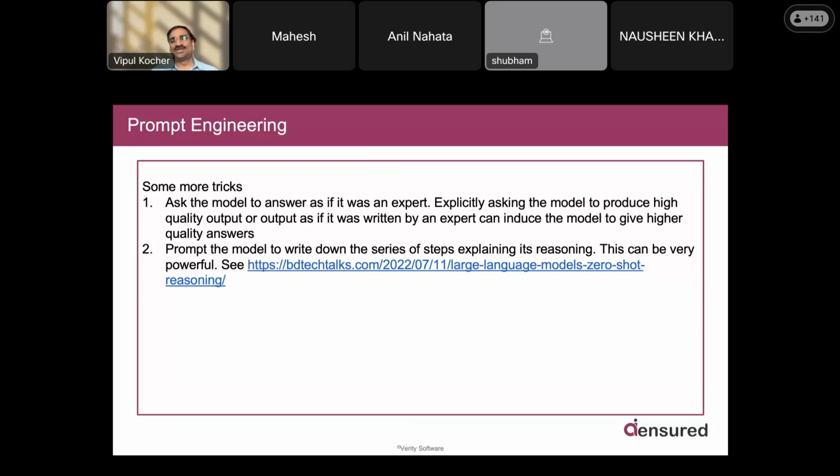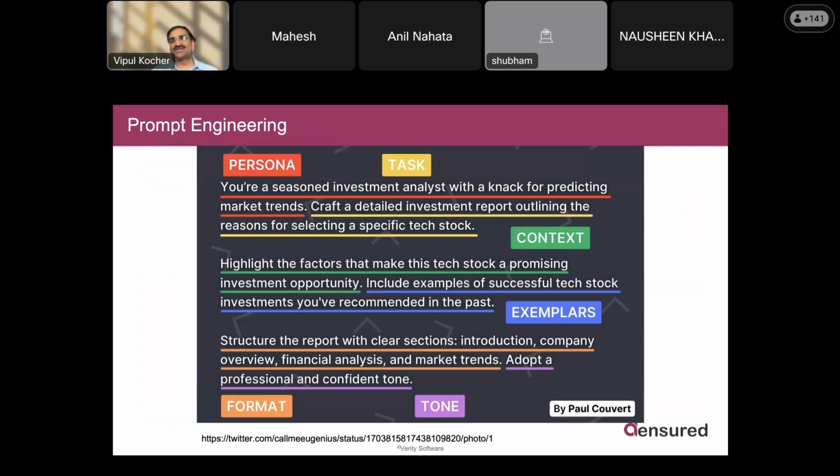So essentially, if I summarize what I said, you need to define a persona and the task, set the context, give it an example, and tell it the format in which you want your results and what tone, and you will get your answer.